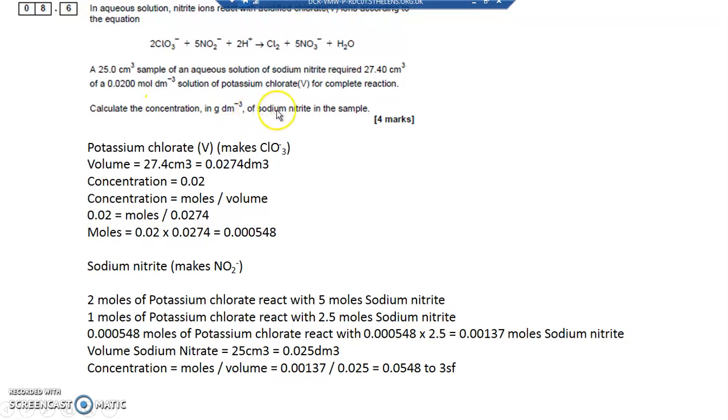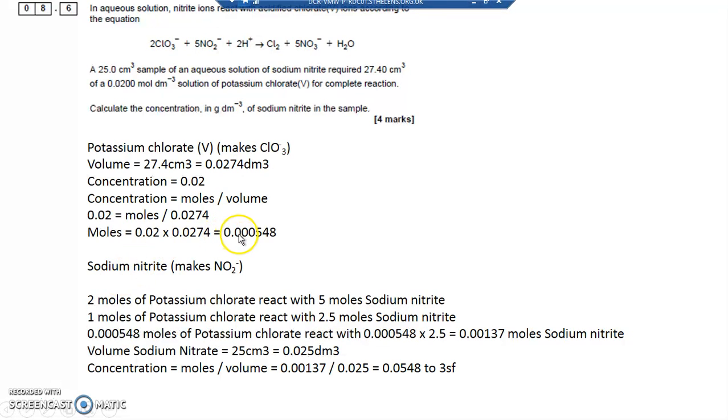Calculate the concentration of sodium nitrite in the sample. So the sodium nitrite is this NO2 minus. Sodium nitrite makes NO2 minus, and I know that 2 moles of this potassium chlorate 5 react with 5 moles of the nitrite and 2 moles of the acid to make 1 mole of chlorine, 5 moles of nitrate ions and 1 mole of water. So the numbers in front tell you the mole ratios. So 2 moles of the potassium chlorate react with 5 moles of the sodium nitrite. 1 mole would react with 2.5.